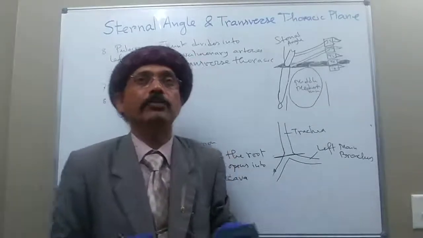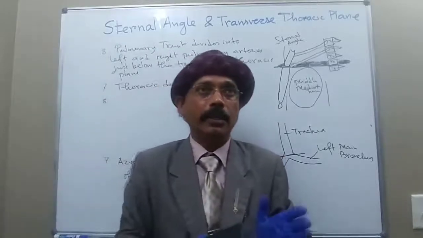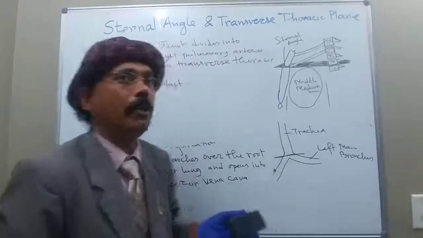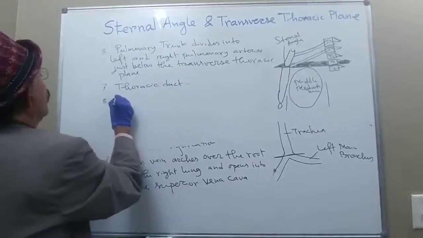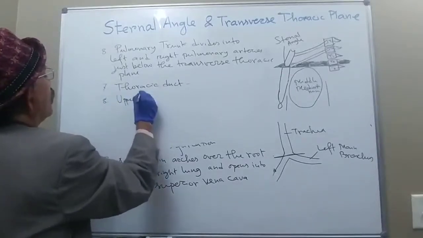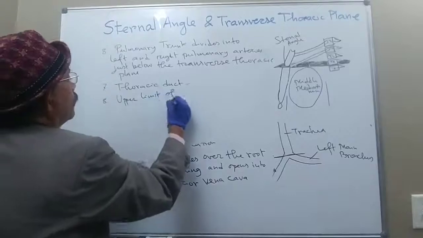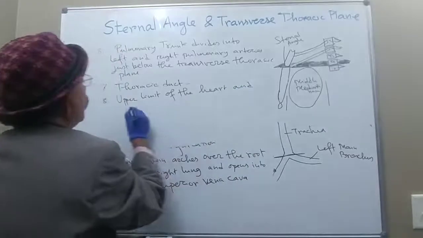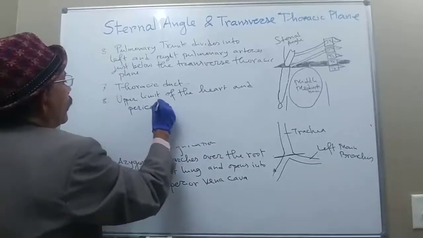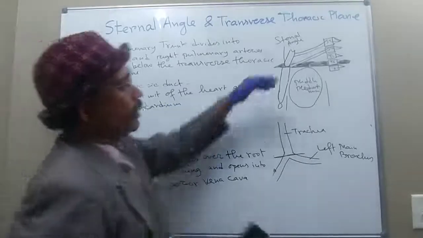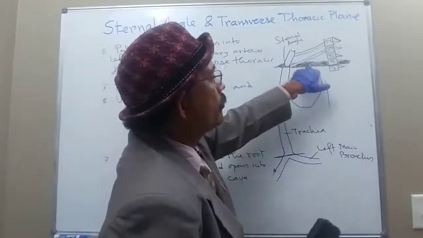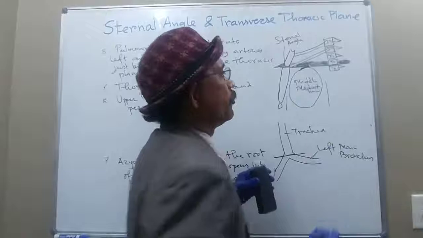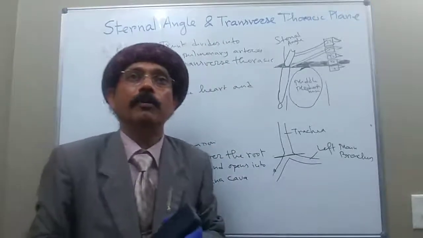We got the rib, mediastinum, aorta, tracheal bifurcation, azygos vein, pulmonary trunk, thoracic duct, and the upper limit of the heart. Okay, we can call it the upper limit of the heart and pericardium. That is also at this level. This is the pericardium. So this is just below the transverse thoracic plane. Okay, we got that.